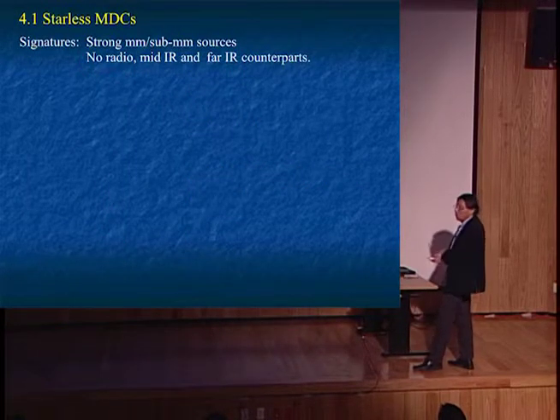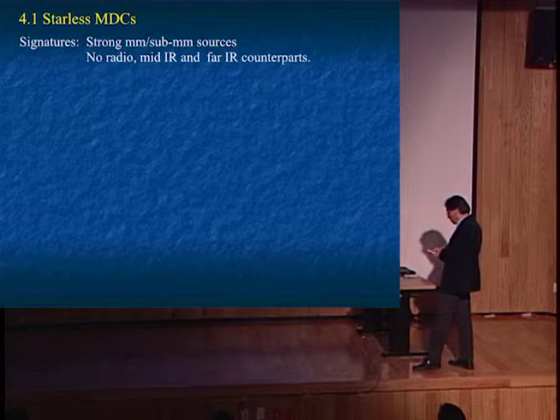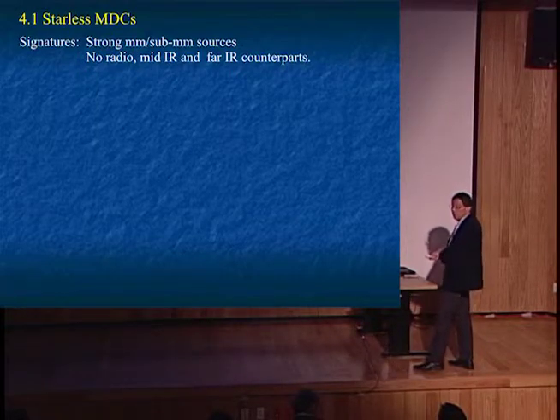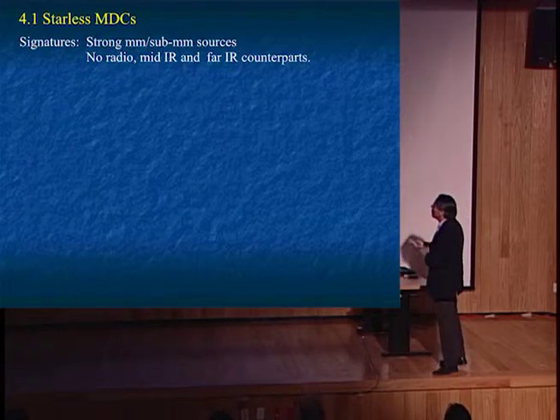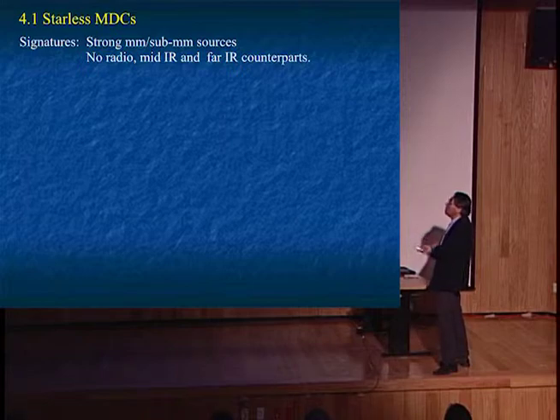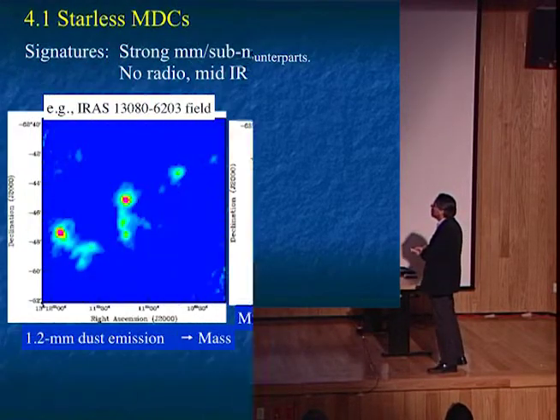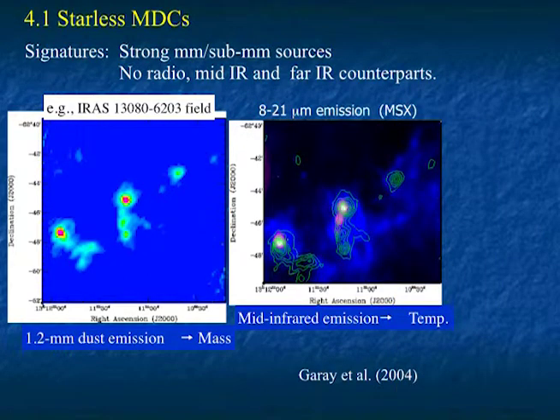We found starless massive dense cores. The observational signatures are 1.2 millimeter sources, some millimeter sources, meaning that they have enough mass, 1,000 solar masses, but no radio, no infrared, no far infrared counterparts. They are just starless. So one nice example is this one.